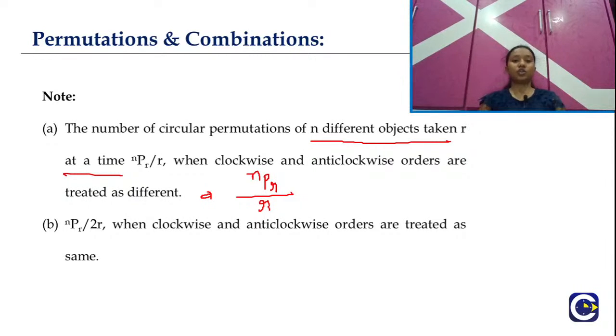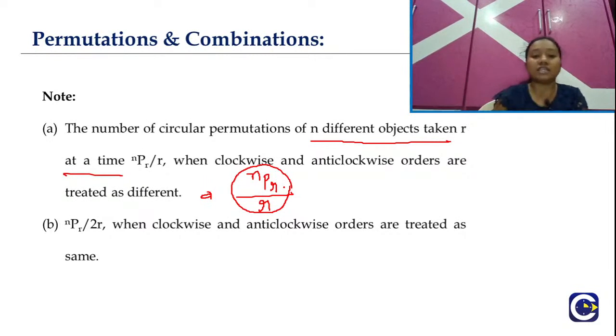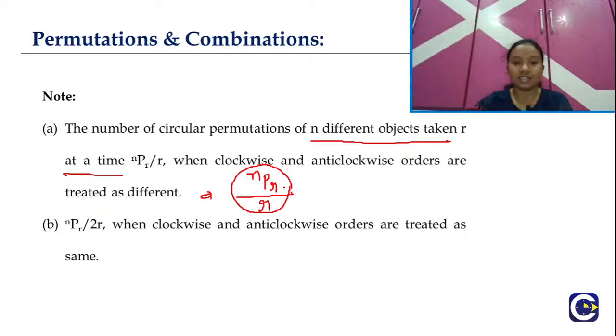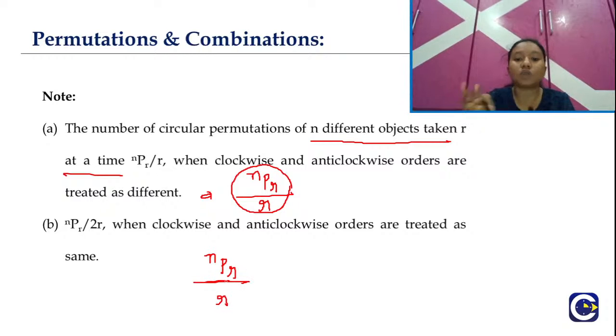Right. So this is the first case, that is, the number of circular permutations of n different objects taken r at a time is given by nPr by r when both the clockwise and anti-clockwise orders are treated as different. So this will be the same nPr by r when r is selected. If clockwise and anti-clockwise are treated as the same, then it must be divided by 2. That turns out to be nPr by 2r.